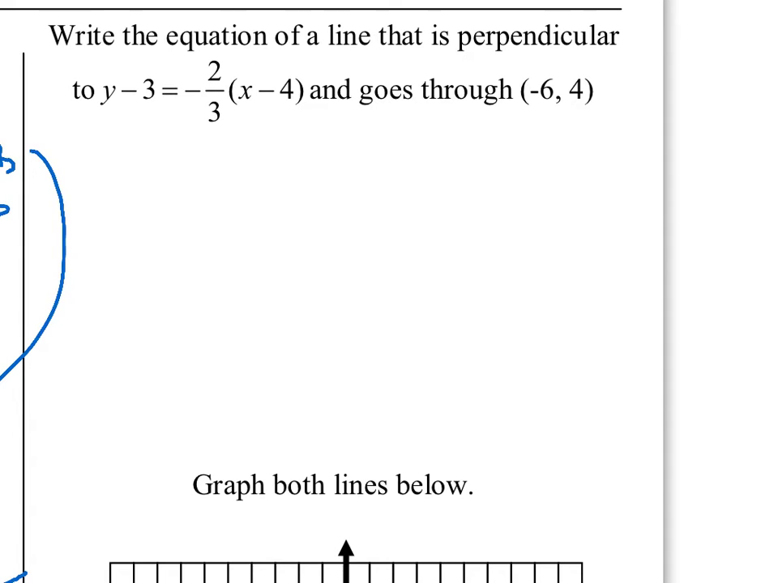Javier. Okay, so he's telling me to distribute. For what purpose? What's your end goal here, Javier? Get it into what form? Slope-intercept form, right? Because it's going to tell us the slope. So I'm at this point, and I don't have y alone yet, so what do I need to do to get y alone if I really want this in slope-intercept form?